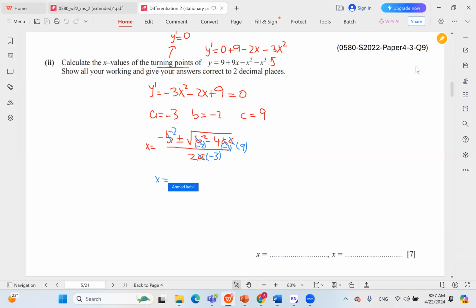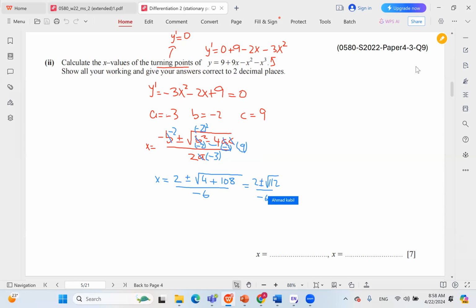So x equals negative negative 2, which is positive 2, plus minus root negative 2 squared. So we have negative 2 squared, which is 4. And then minus 4 times negative 3, or negative 4 times negative 3 is positive 12. 12 times 9 gives us 108. So we have plus 108. And all of this is divided by 2 times negative 3, which is negative 6. So we have 2 plus minus root of 112 divided by negative 6.